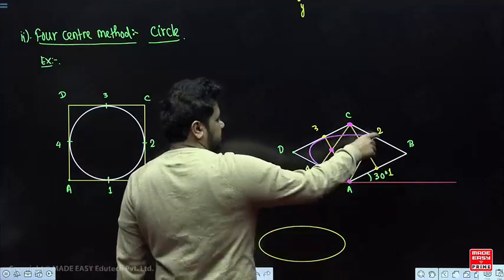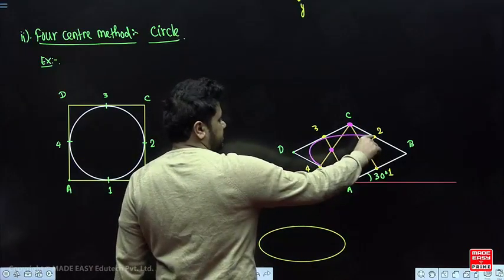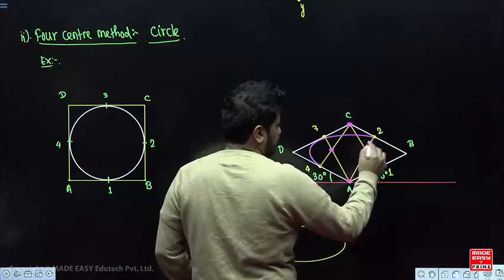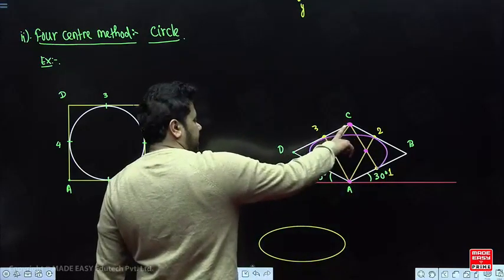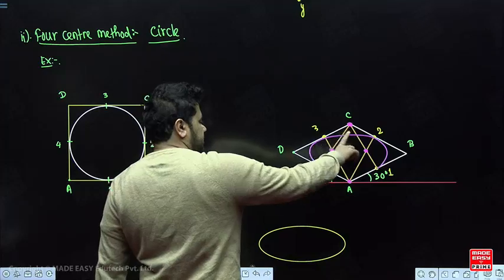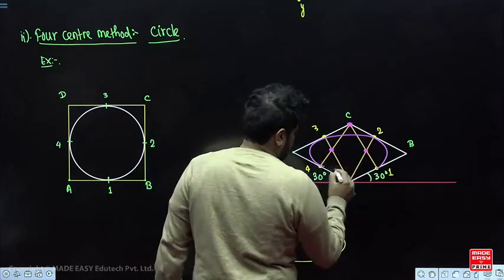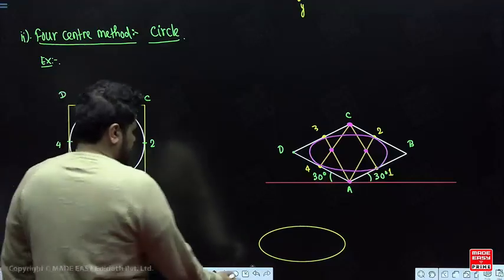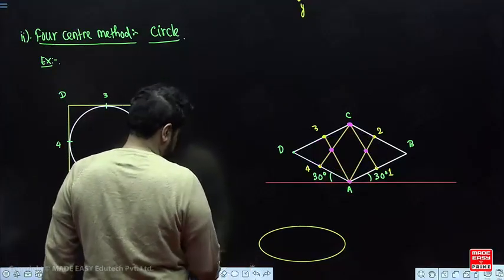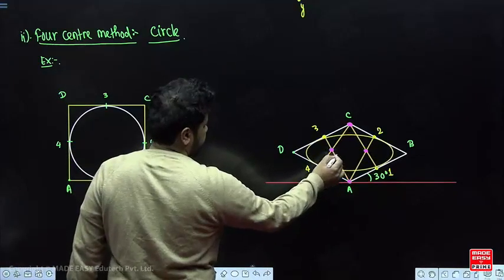Similarly, take this as center and take this as radius and cut an arc. So you will get an arc like this, right? And take C as a center and C4 as a radius and cut an arc. So you will get an arc like this, isn't it? So the shape, I hope it is clear. The shape that you are going to get is exactly like this.